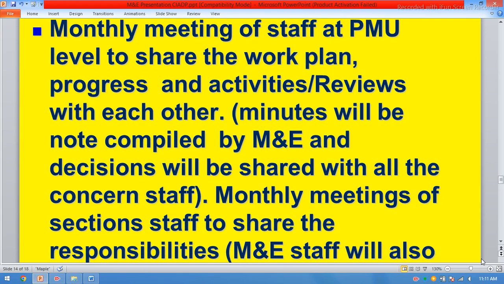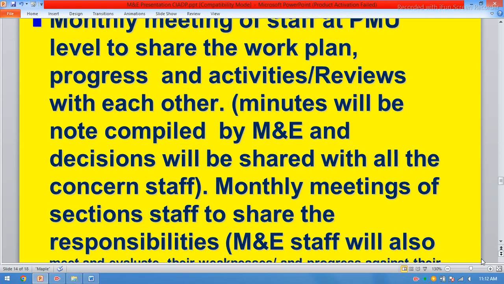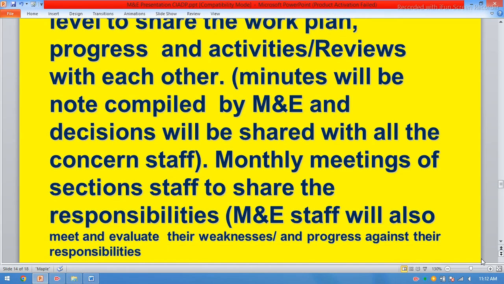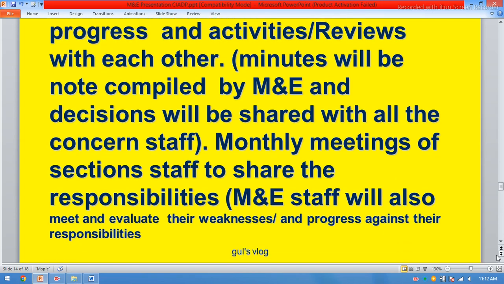Monthly meeting of staff at project management level to share the work plan, progress and activities reviews with each other. Minutes will be noted, compiled by the monitoring and evaluation, and decisions will be shared with all concerned staff. Monthly meeting of section staff share the responsibilities. Monitoring and evaluation staff will also meet and evaluate their weaknesses and progress against their responsibilities.